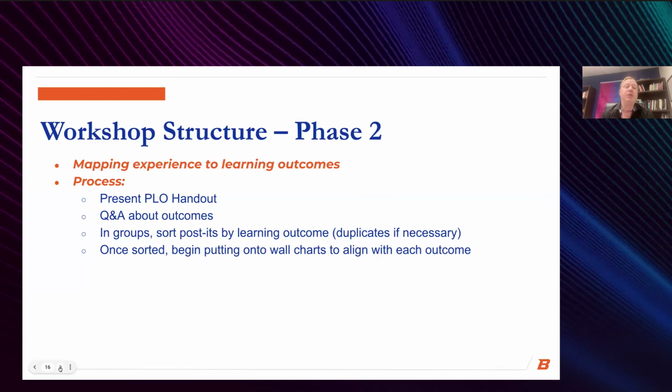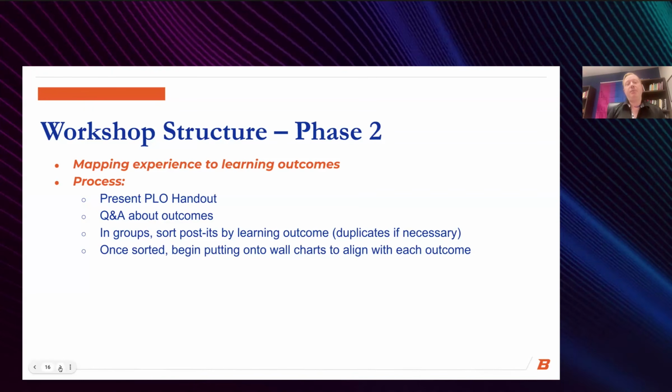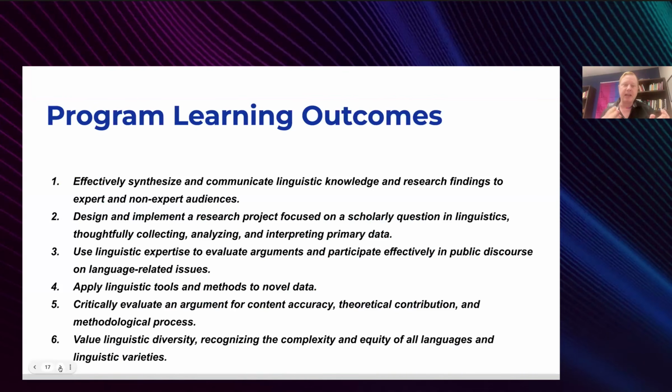So what we have them do once we've presented that is we have them start thinking through all of the post-its that they have, whether they're the colored ones on the left or the yellow ones on the right. And we have them start assigning and thinking which ones go with which learning outcome. So if there's a particular thing about using data, then we may have them put that with learning outcome 4. If there's something about what they've learned about languages of the world and all the diversity with that, that would go with something like learning outcome 6.